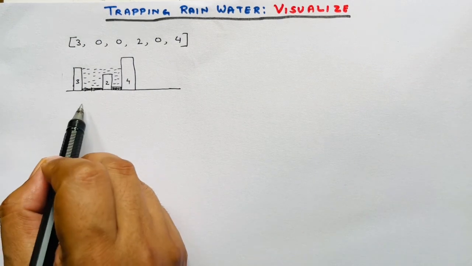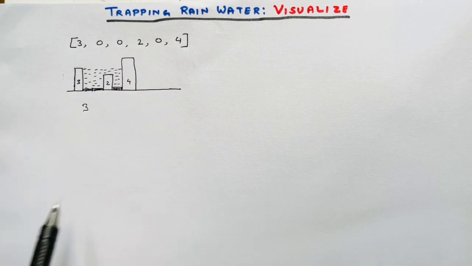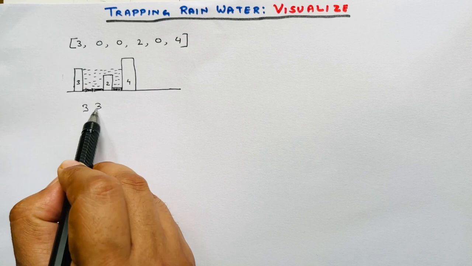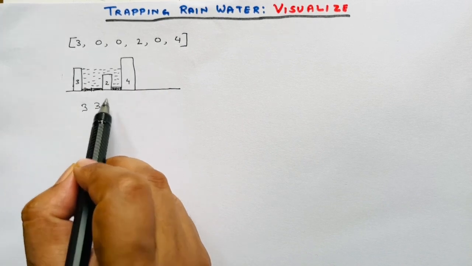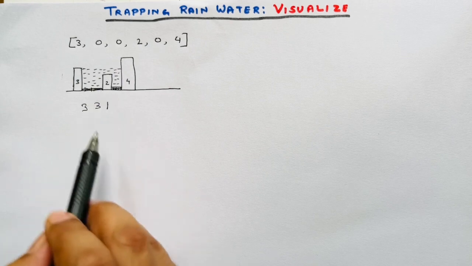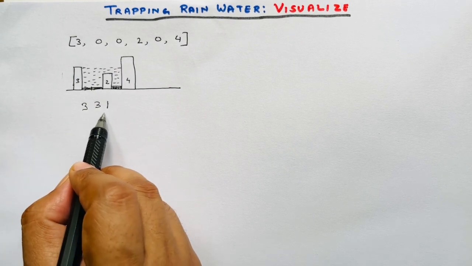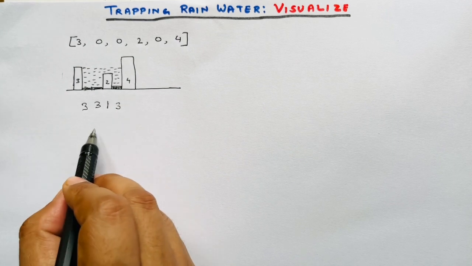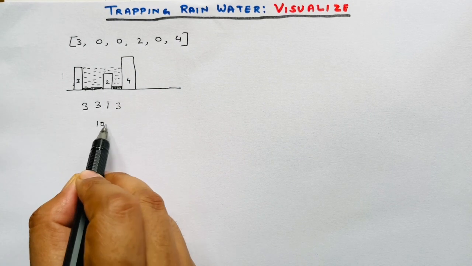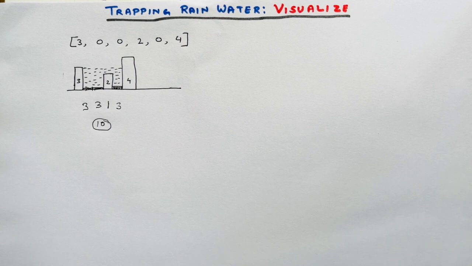To calculate, this block is holding 3 units of water. Same with this one. This block is holding 1 unit of water. 3 is the total height and 2 is the block height. So it is holding only 1 unit. And this block is again holding 3 units of water. So the total water that could have been trapped was 10.